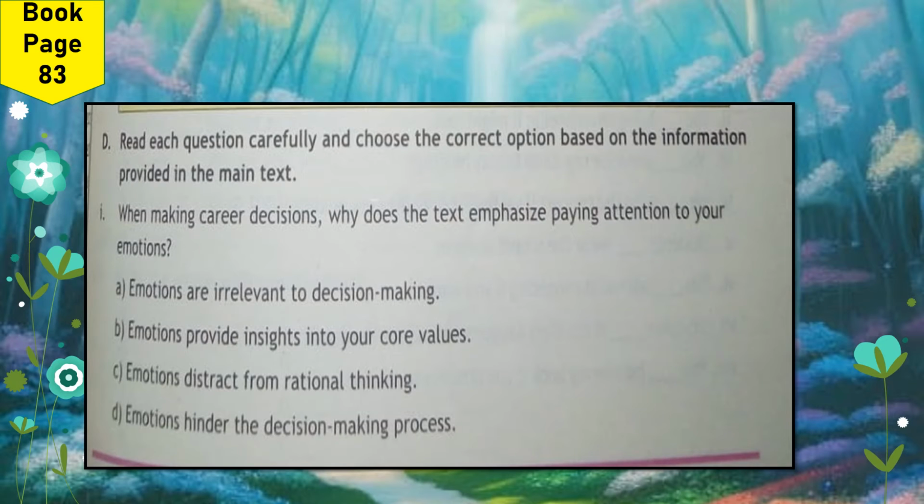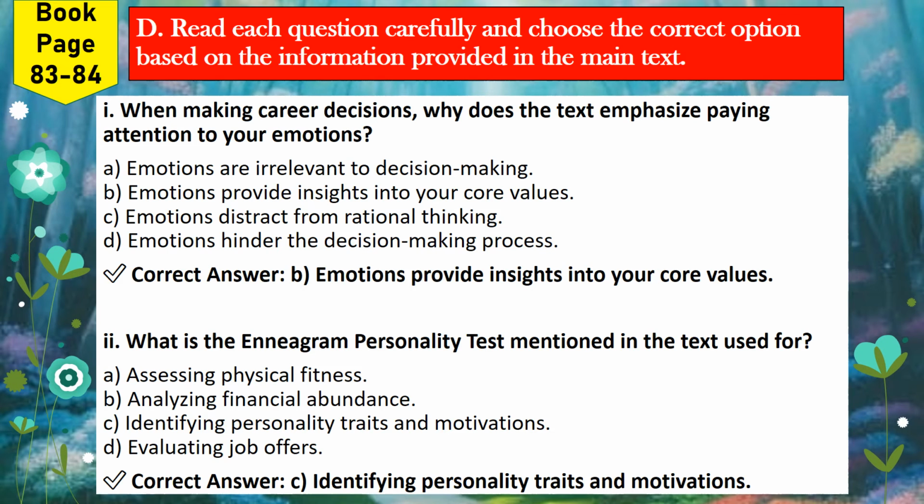Now let's move to Part D, multiple choice questions. In this section, you will read each question carefully and choose the correct option, based on the information provided in the main text of the chapter. Take your time, choose wisely, and don't forget, practicing MCQs improves both your memory and your confidence. Now let's go through two example multiple choice questions from the chapter.